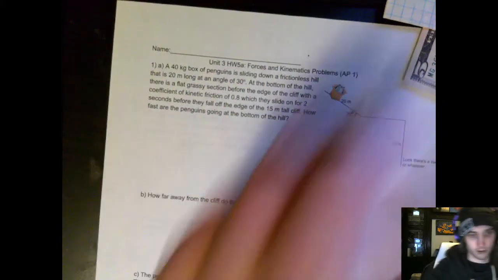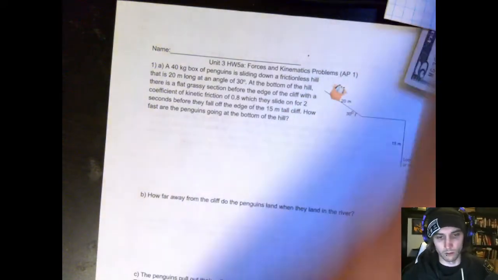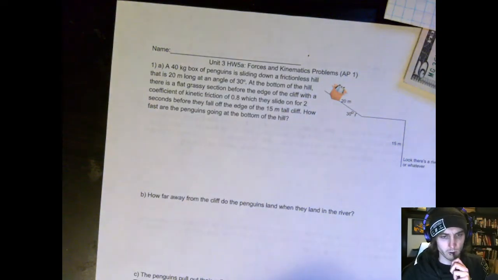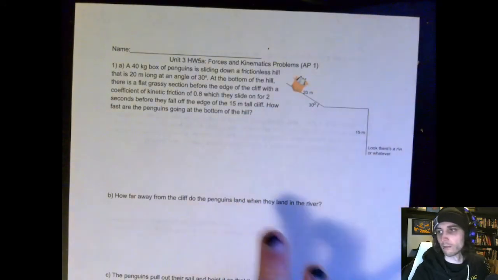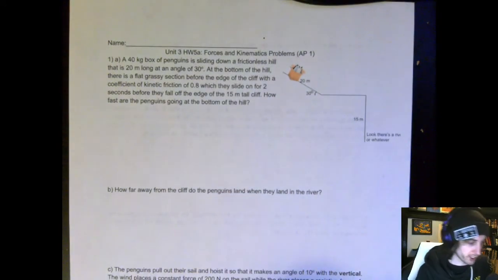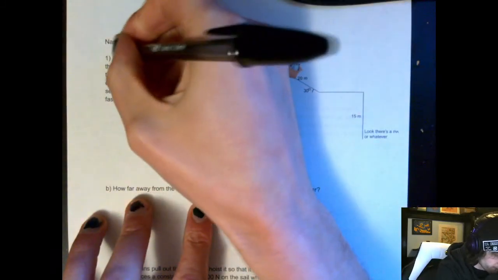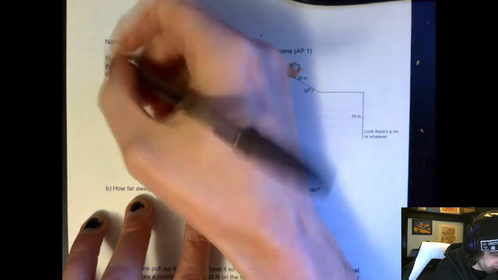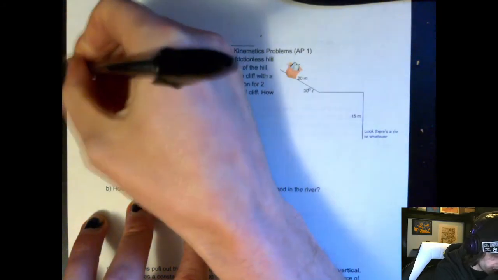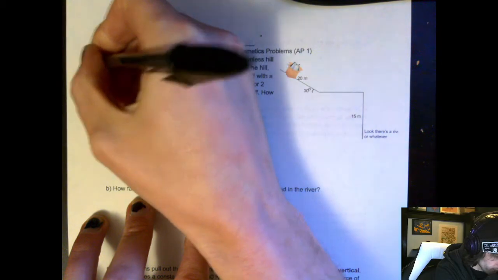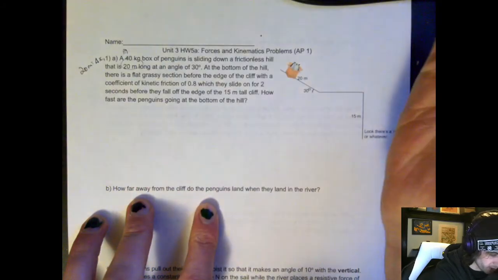So to start with, what on earth? Oh, yeah, fine. We've got a 40 kilogram box of penguins and it's sliding down a frictionless hill that is 20 meters long. Okay, so I'm just going to start writing stuff down. We've got that our mass is 40. We've got 20 meters for the length of our hill. So that's going to be our displacement for our first section.